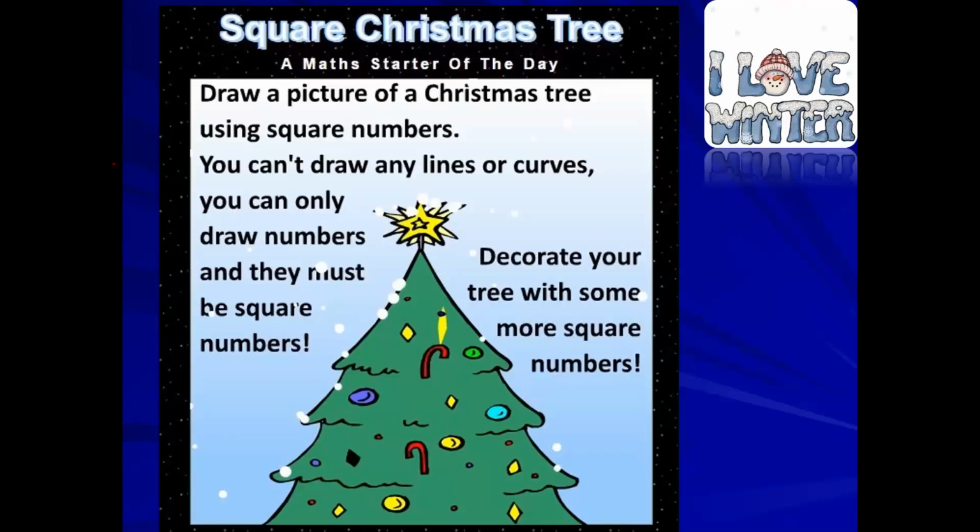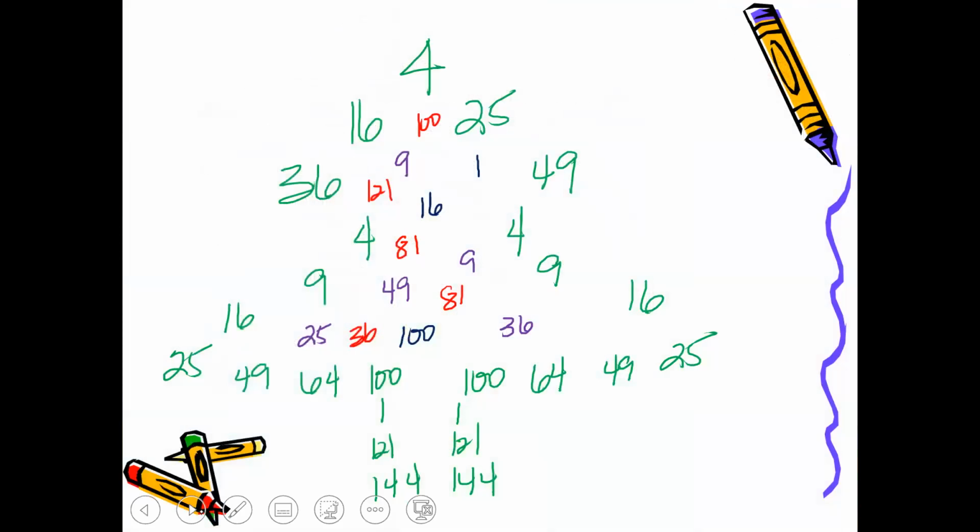All right, so question number 2 asks you to draw a picture of a Christmas tree using square numbers. Now, if you remember, square numbers are like 9, which is 3 times 3, or 3 squared, which is 9. Or square root of 16, square root of 49, square root of 64. These are all square numbers. So this is like my tree in the green outline.